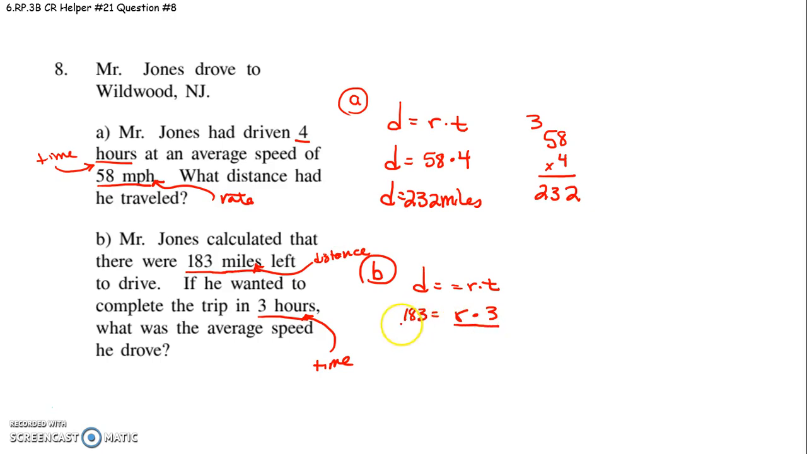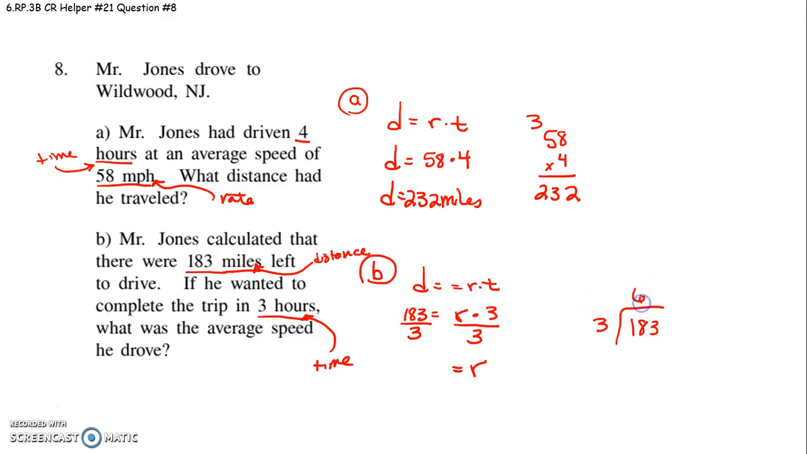If you take your entire distance that you need to travel, divide by how many hours you want to be able to get there in, you'll figure out how fast you have to go per hour. So just take 183 divided by 3.